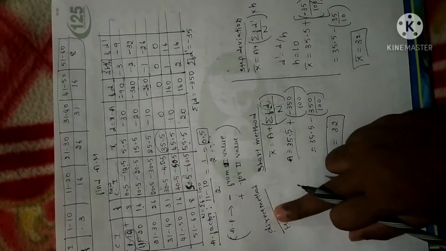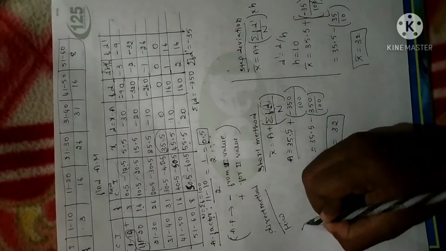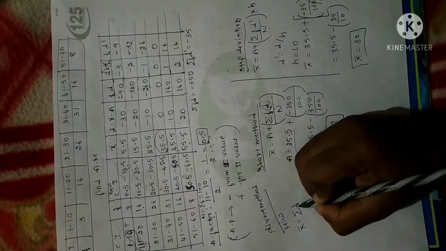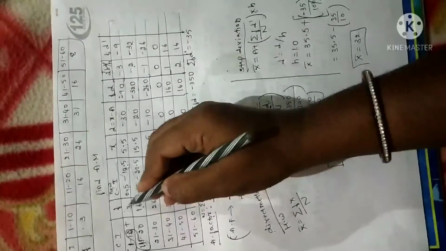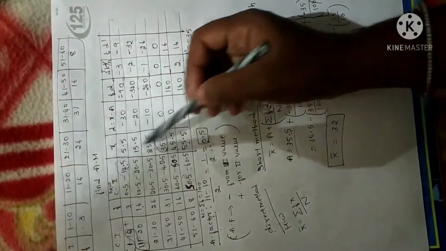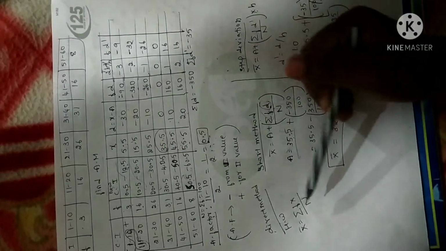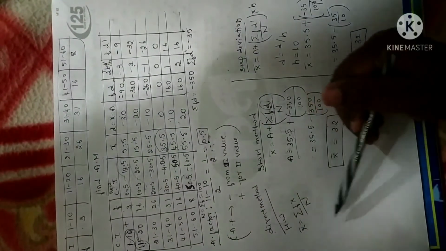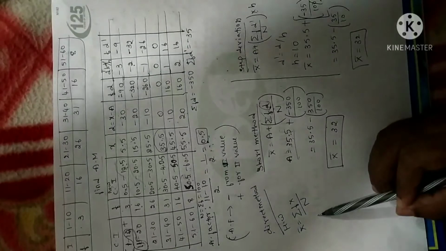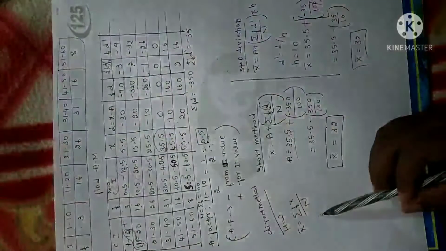If you do it by using the direct method, it is the same. The direct method formula is sigma fx divided by n. I already have the f column and the x column. Multiply f with x and add those values, you will get sigma fx, and divide it by the n value. So you will get the mean. The mean obtained in the direct method is also the same.